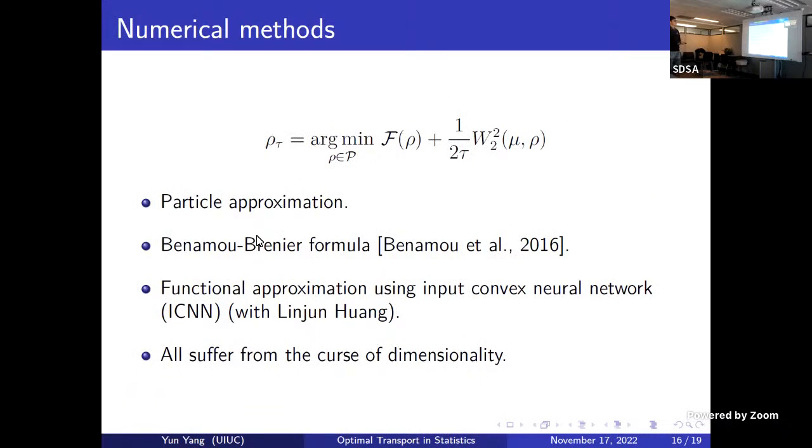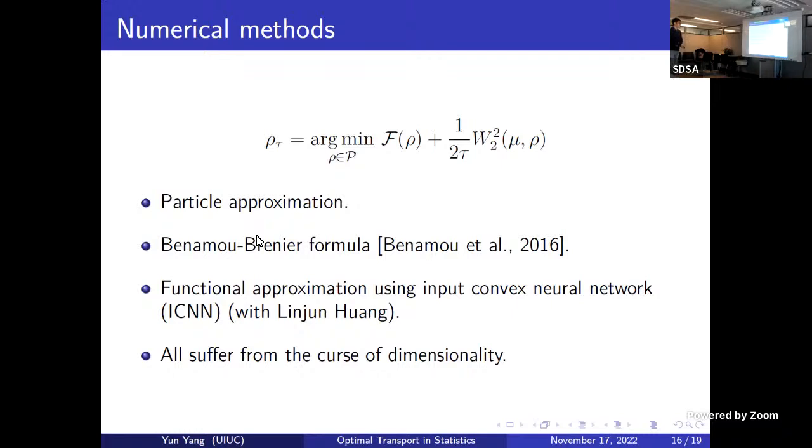So also in the literature, there are some numerical methods because again, this is a functional optimization. At first sight, it's not very easy to solve because it again involves optimizing rho over the function space. But here, because we introduce some step size, this is significantly easier than solving the original problem because the optimizer rho is usually very close to your starting point. Then in addition, there are a bunch of methods, say particle approximation, or using a functional Lagrangian multiplier called the Benamou-Brenier formula, or you can use some fancy neural network approximation based on functional approximation.